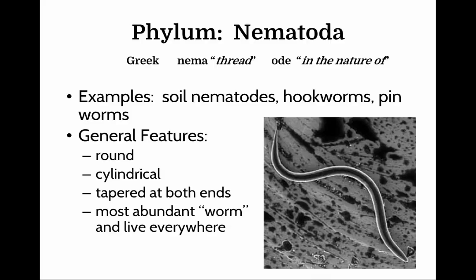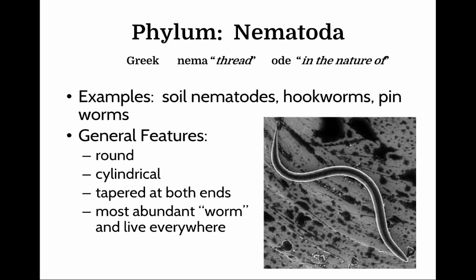The phylum Nematoda gets its name from two words, nema, meaning thread in Greek, and ode, in the nature of. So they're in the nature of threads, and their long, slender body shape easily shows why this is a perfect name for them. Examples include soil nematodes, hookworms, and pinworms.